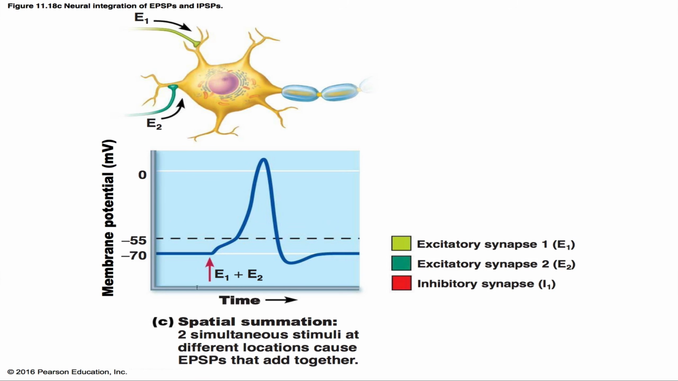So in this slide, we're going to be looking at spatial summation. So we have two excitatory synapses here. We have one over here and we have another over here. So when both of these fire, it's through their summation that the EPSPs are able to add together and exceed this threshold onto this neuron over here.